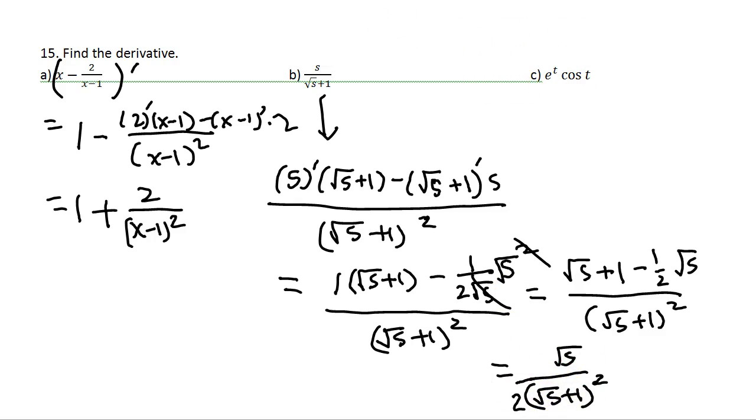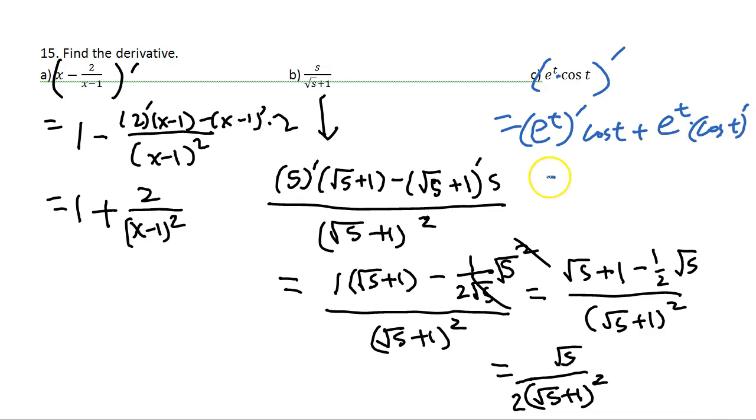Okay, the last one, this one is a product of two functions, so when you differentiate this, you need the derivative of the first one times the second one, plus the first is left as it is, and derivative of the second one, and that's e to the t cosine t minus e to the t sine t.